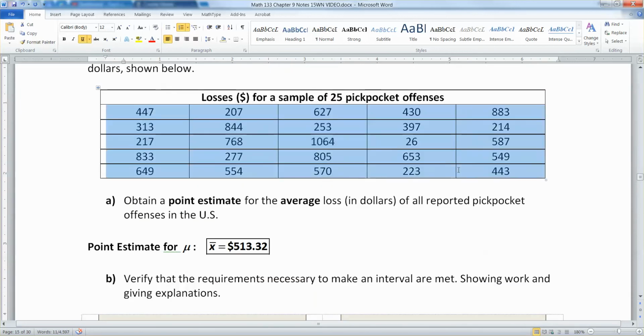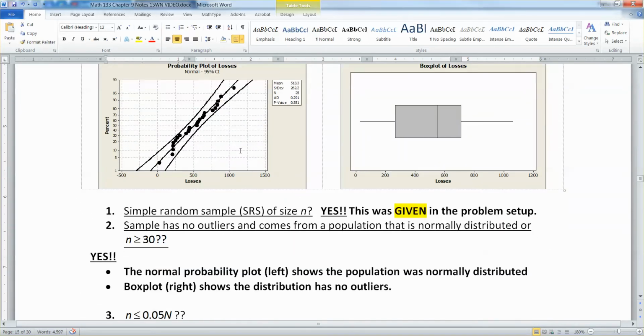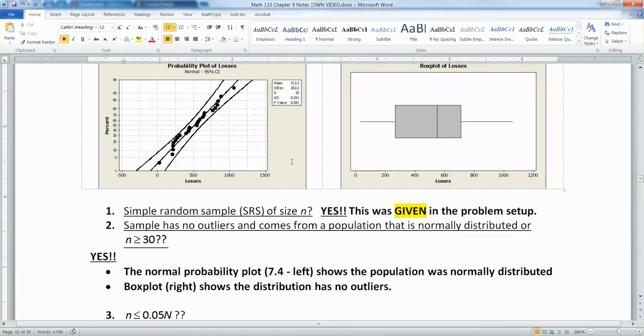There's only 25 here. But we do, however, know that it's normally distributed with no outliers because these two graphs show us so. The one on the left is called the normal probability plot. We learned about it in section 7.4. And it shows the distribution was normal because all the dots are in those lines. The one on the right is a box plot, which we learned about in section 3.5, and it shows us that there were no outliers because there's no little star symbols here. So we've satisfied requirement number 2. We didn't have bigger than 30, but we did have the top line, which is that they're normally distributed with no outliers.